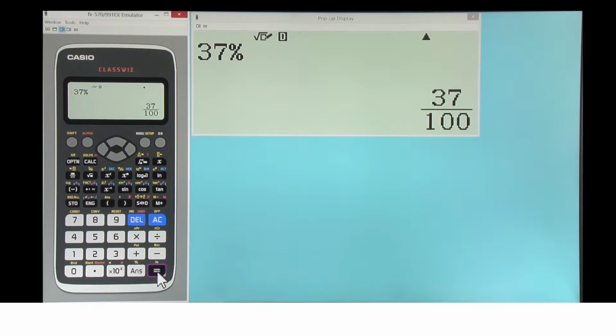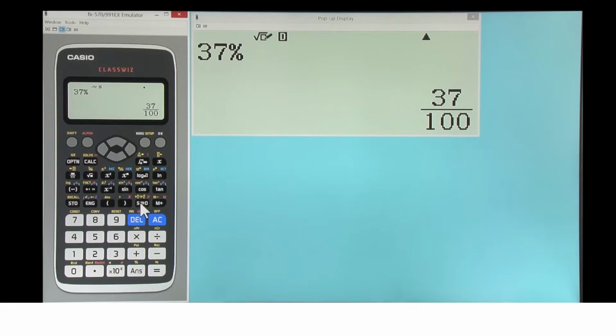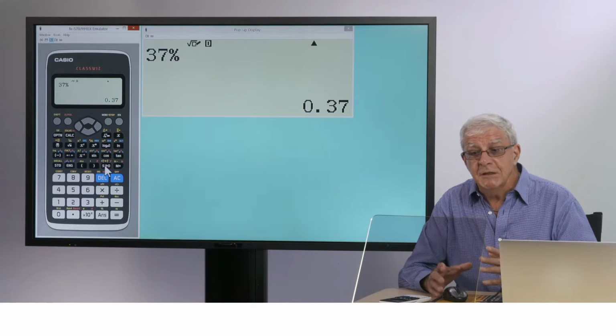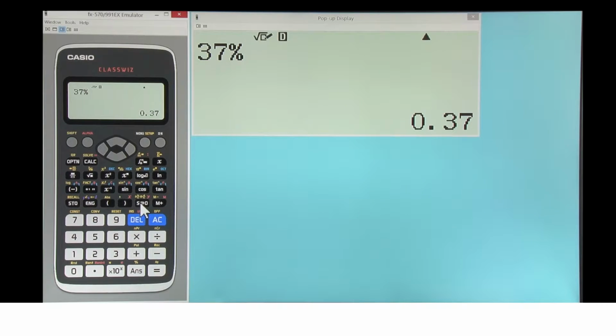And of course, ClassWiz represents it as a fraction, as it always does in math mode. If we want it as a decimal, we can tap the S to D key to show the decimal equivalent of 0.37. Of course, percentages can be greater than 100%, such as 121%, which the ClassWiz handles in exactly the same way. 121% and 121 over 100, or again, if you prefer, 1 21 hundredths, or if you prefer, again, the decimal number.